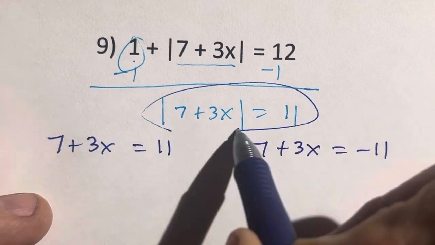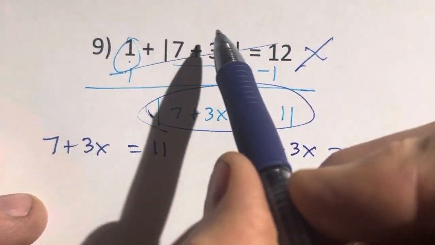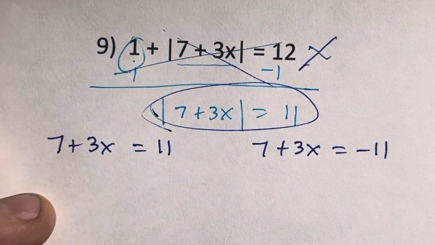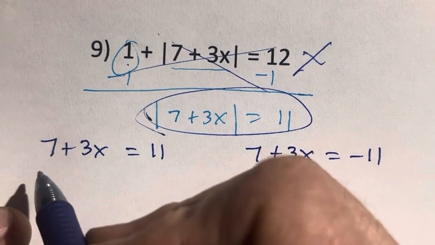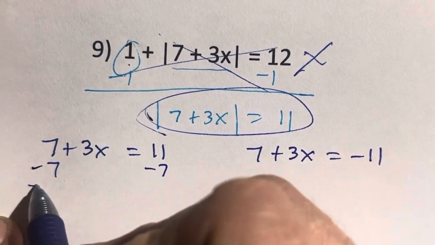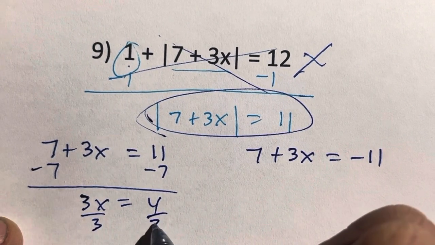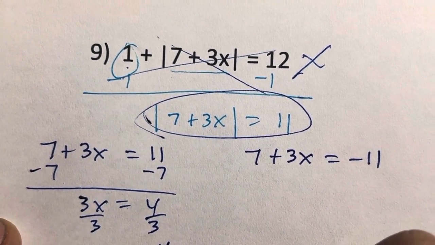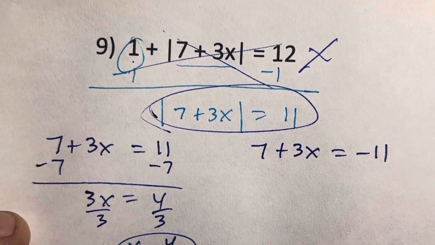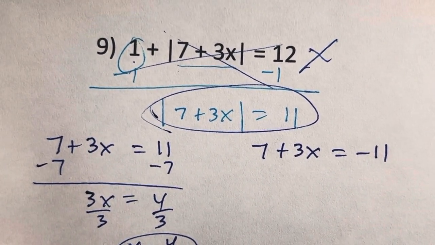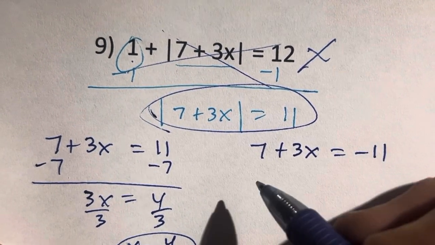I got to do it from this point. I cannot do it from there. If I do it from here, set up two equations, I will come up with wrong answers. Now from here, I'm going to subtract 7 on both sides. 3x equals 4, and then divide by 3. X equals 4/3, and we'll just leave our answers as fractions unless it tells us to reduce it as a decimal to a certain decimal place.